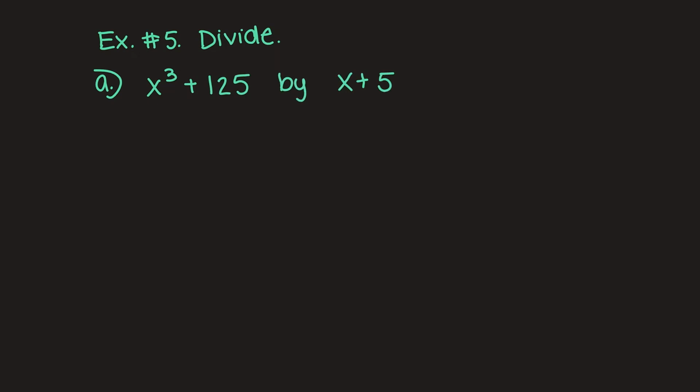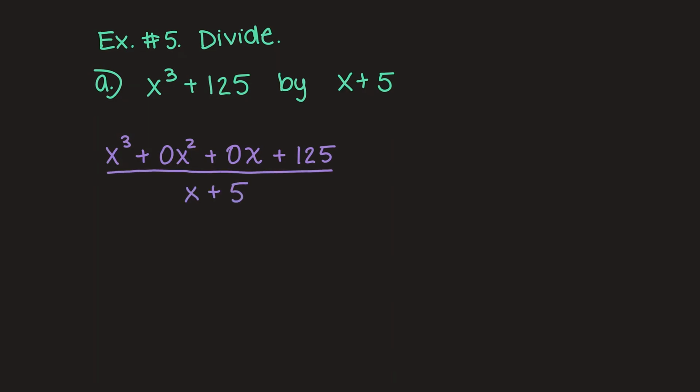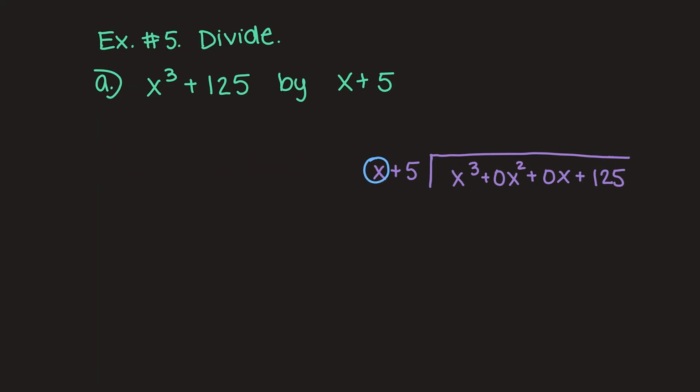So the degree of this polynomial is 3, but it is missing the x squared term and the x term. We will insert them into the polynomial by giving them coefficients of 0. So we can rewrite x cubed plus 125 as x cubed plus 0x squared plus 0x plus 125. Now we can divide using long division. So we start with x and find what we need to multiply x by to get x cubed.